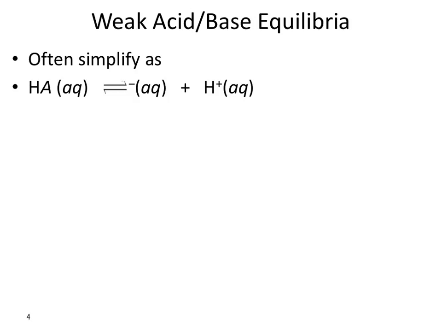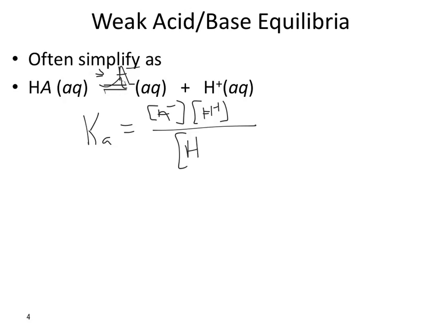So we have this simplified version. Oops, this should say A minus. So right, we said that Ka is equal to our concentration of A minus times our concentration of H plus over our concentration of HA.